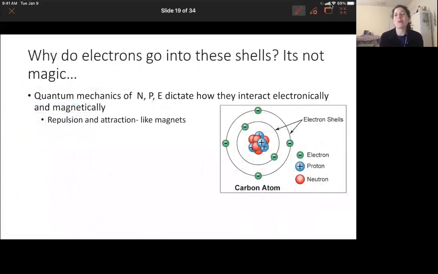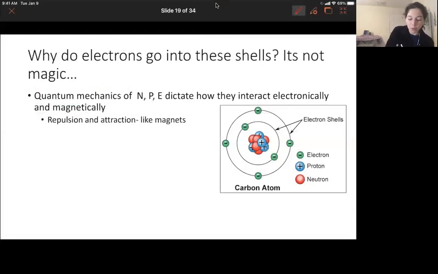Okay, so you might be wondering, now that we've looked at what an atom looks like, why electrons go in these shells. Okay, so why do they have orbitals? Why are there like 2 on the inner shell and then it gets bigger and bigger and bigger? This is not magic. This is a property of atoms that I'm not going to cover in this class because it's a more advanced concept than we're going to discuss. But I do want to briefly just touch on it so you understand where it's coming from.